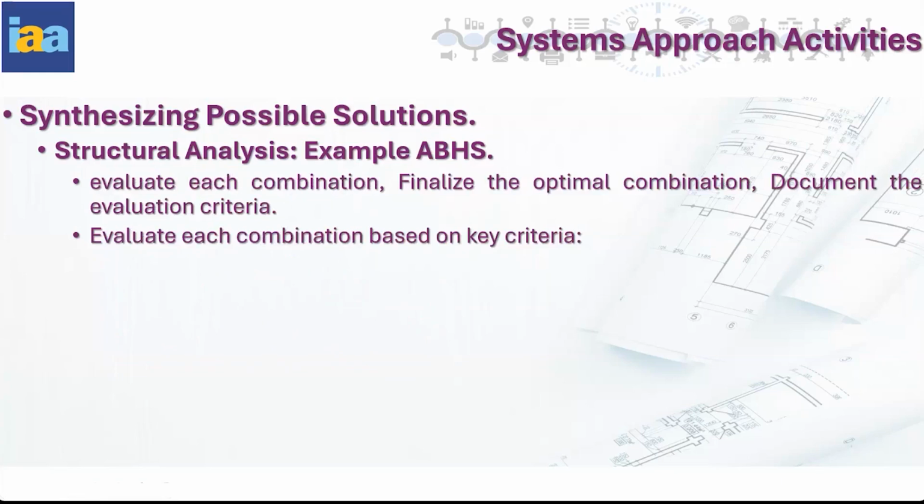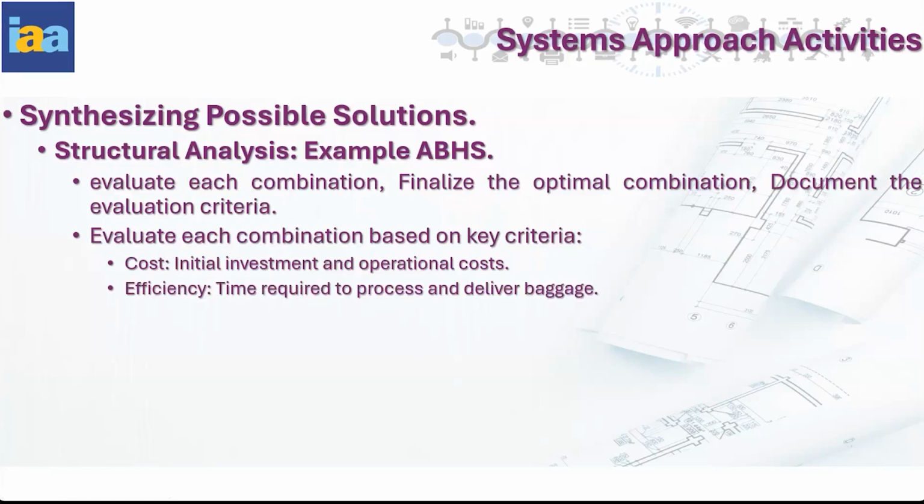So how do we analyze a combination? We should fix certain criteria. For example, cost: what is the initial investment and operational cost? Efficiency: how much time is required to process and deliver baggage? If you introduce the system for this much cost, what kind of efficiency should we get? And what is the scalability? In future, we may have to expand the system for future growth. Then what is the provision for scalability?